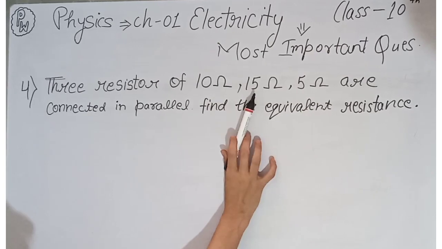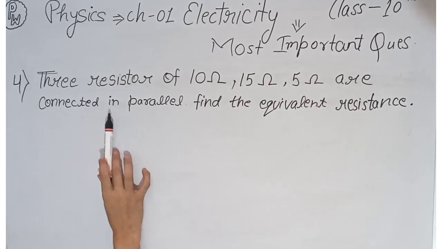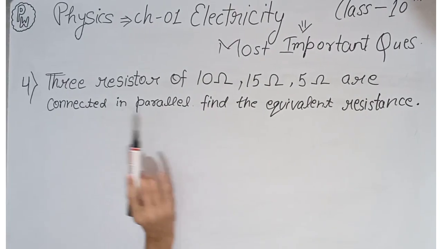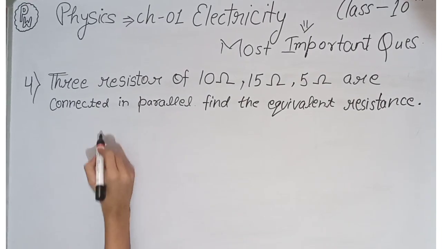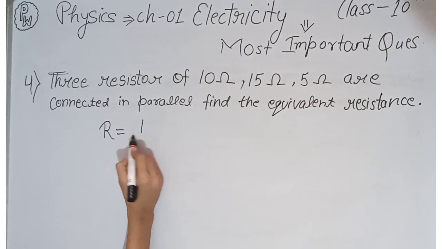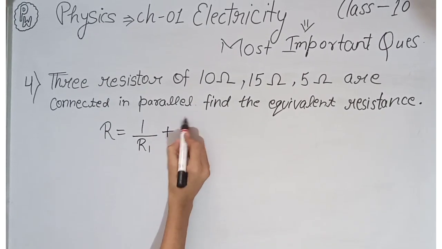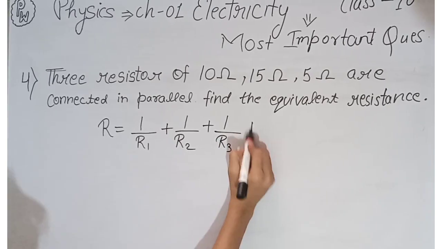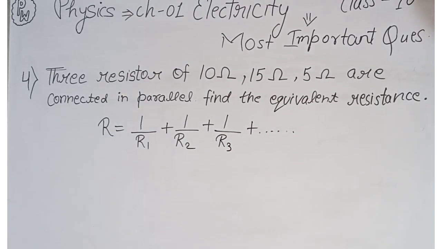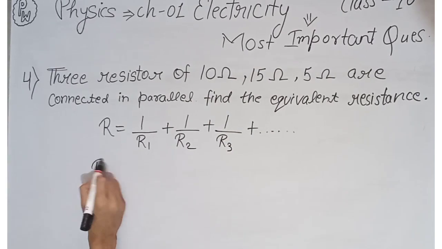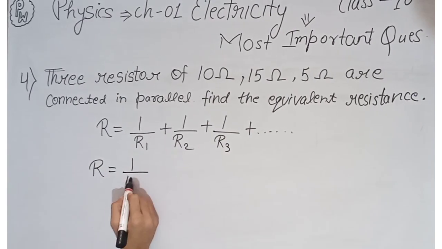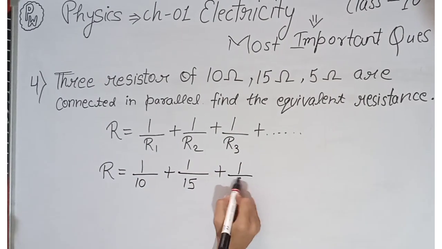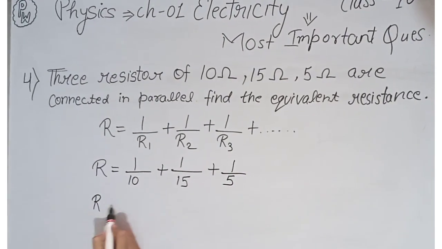Now we will come to the next question, that is question number 4. In this question, 3 resistors of 10 ohm, 15 ohm and 5 ohm are connected in parallel. Then find the equivalent resistance. So you know which formula you have to apply here. When it is given that resistors are connected in series, apply the formula R equals R1 plus R2 plus R3 plus so on, and for parallel connection apply the formula 1 upon R equals 1 upon R1 plus 1 upon R2 plus 1 upon R3 plus so on.